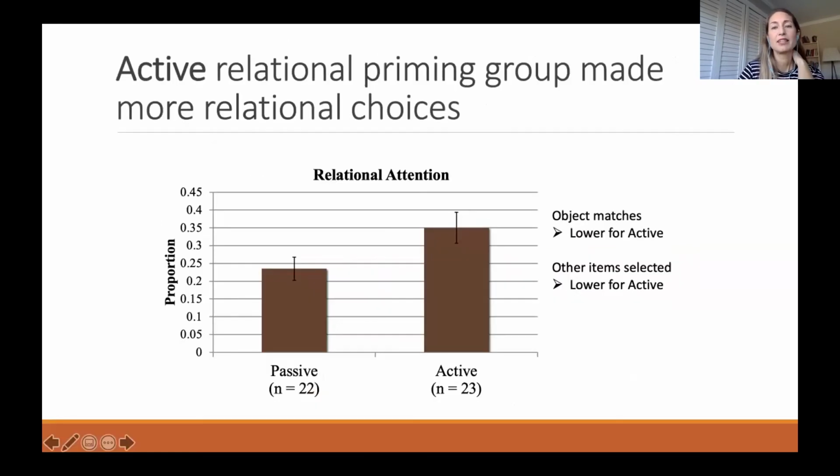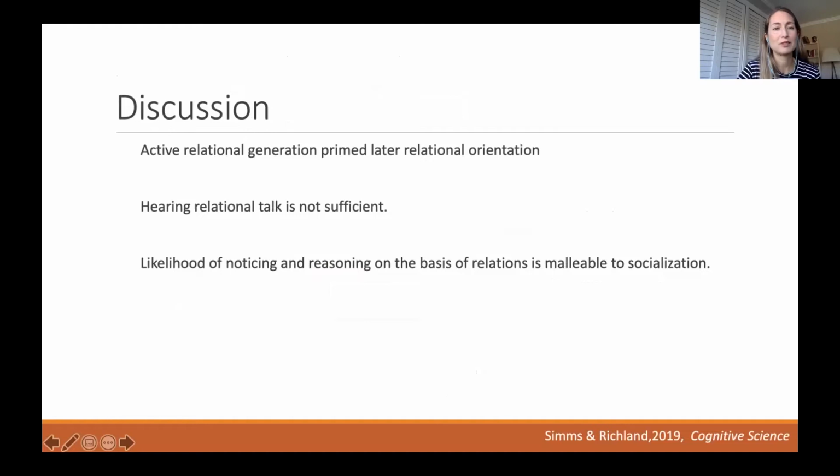And what we find is that object matches were lower for the ones who were in the active condition. So we find that more kids more often pick an object match than a relational match, but they did so less often when they had done this active relation matching or active relation generating task right beforehand. So this suggests, importantly, kids have to work to attend to relations, right? They are more object focused, but this can be moved around when done in really explicit ways.